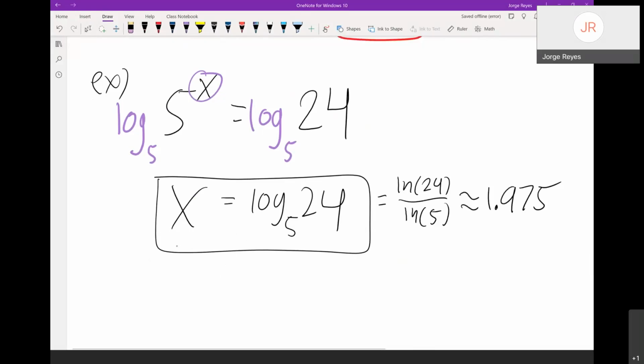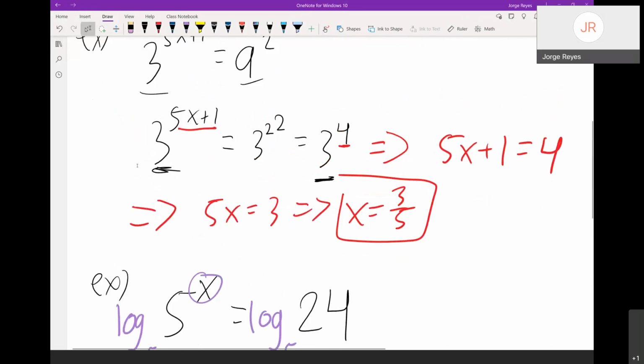In fact, you can really log any base you choose. Some of you might be wondering why I chose log base 5. The answer is because I get this nice canceling here to get x, right? And that's why I would log base 3 this one, okay?